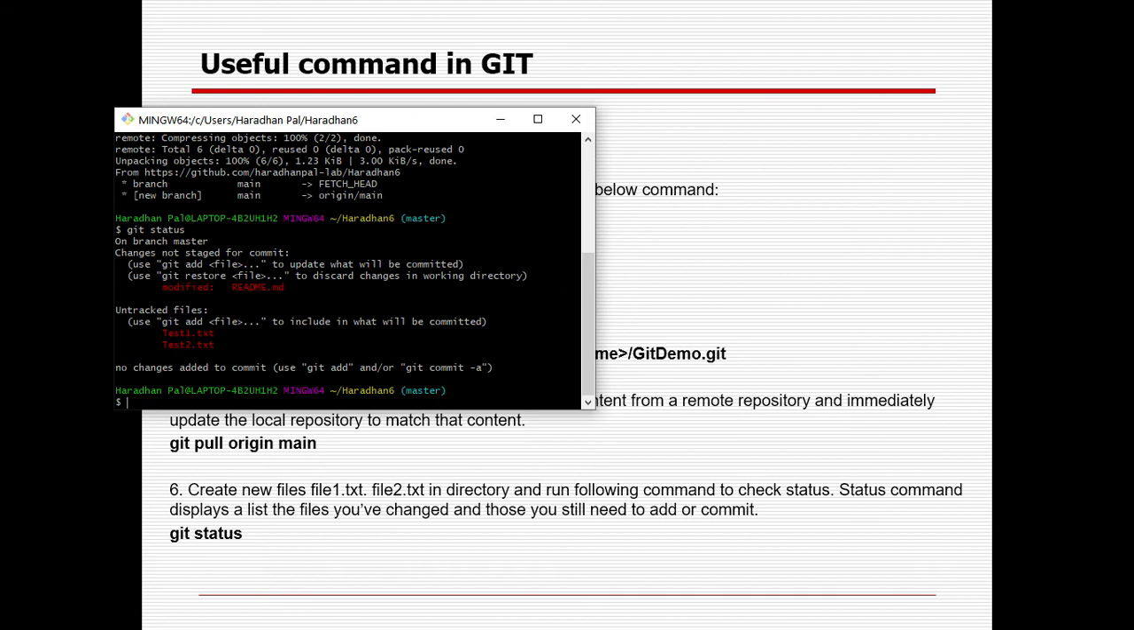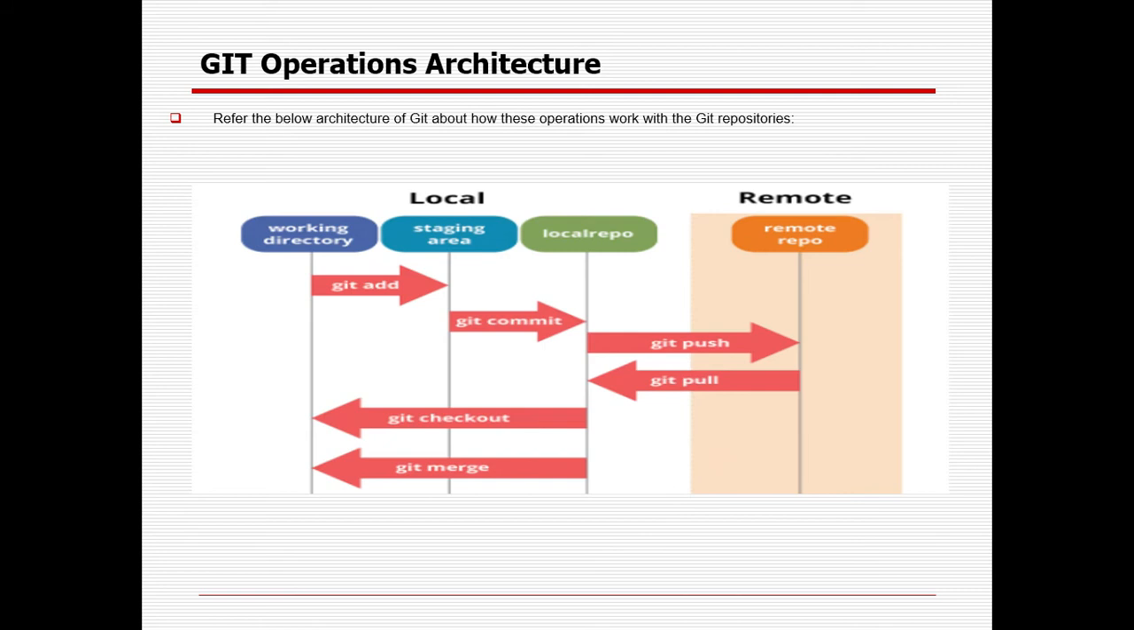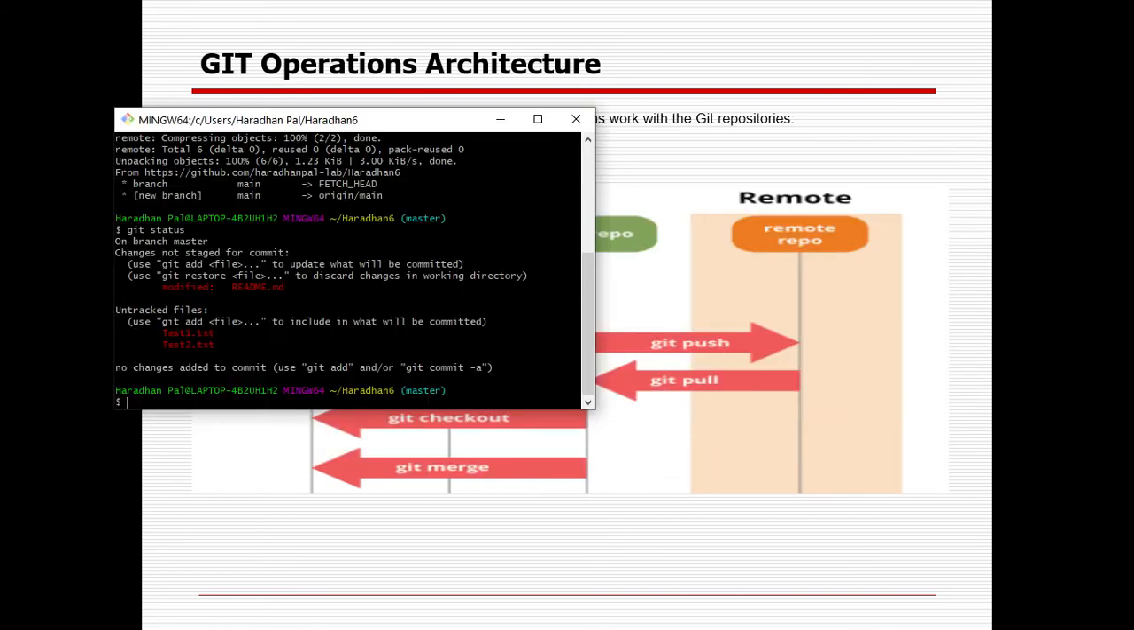So it is still in my local repository, not even in my staging area, right? You can see it is not in the staging area. Untracked file. So on branch master, changes not staged for commit, use git add file to update what will be committed, or use git restore file to discard changes in the working directory. If we use that command, it will be discarded.